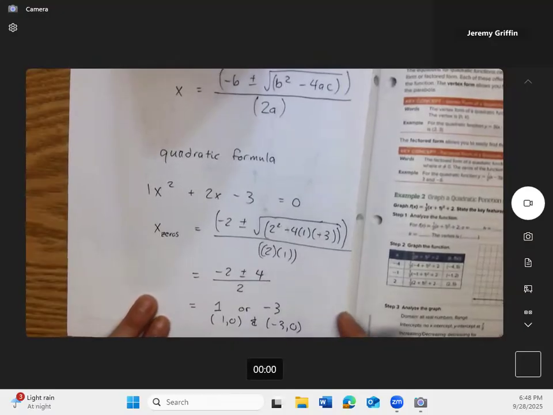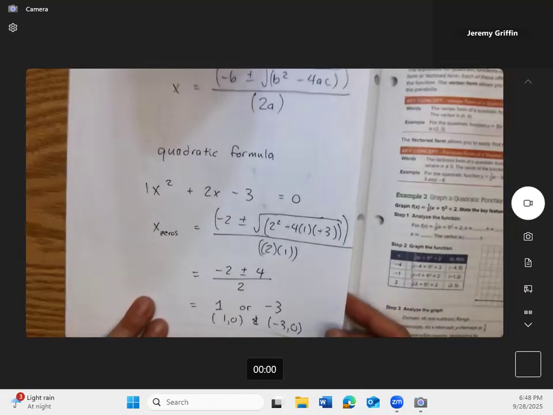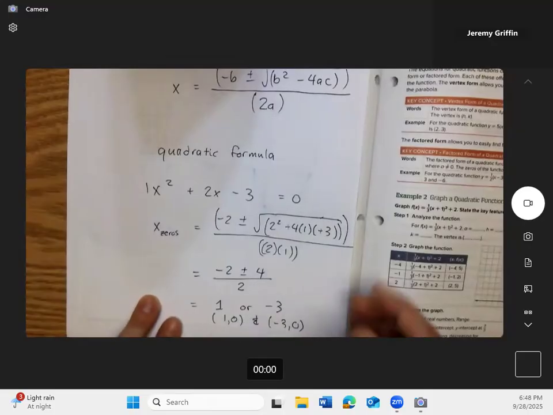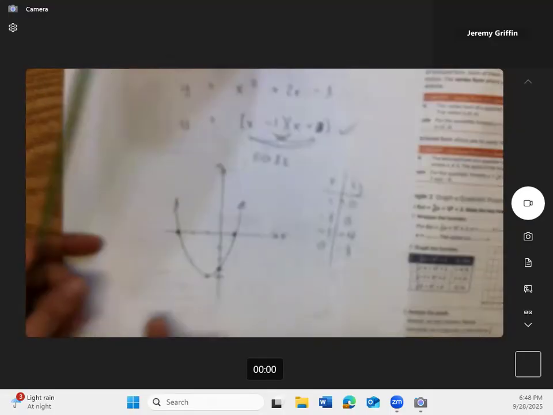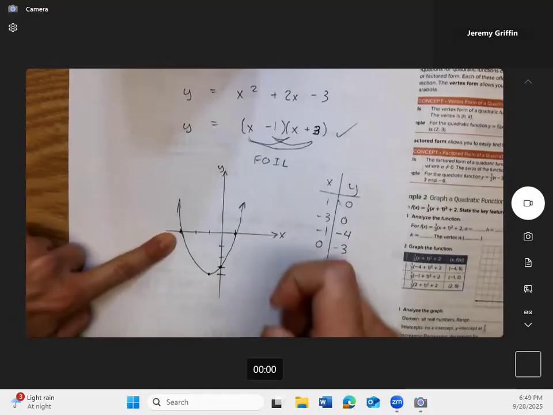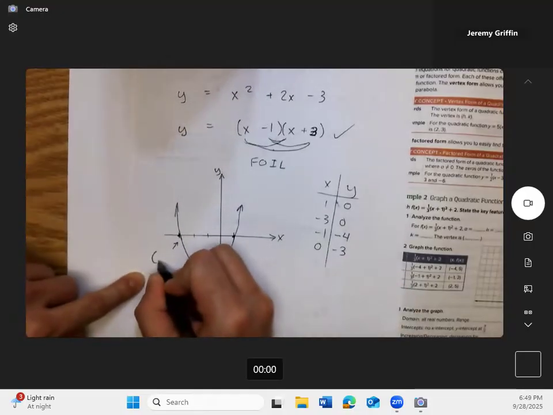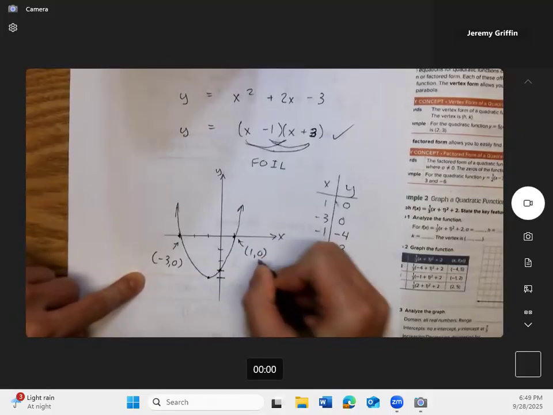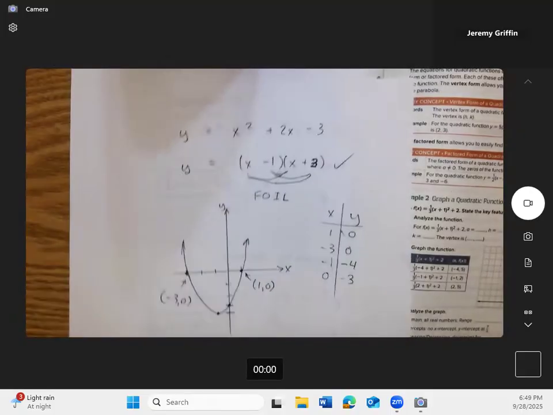Go back and check my graph and see if those are in fact the zeros that we already got on the graph. So (1, 0), (-3, 0). See, is that exactly what it looks like? Oh yeah, those are right there. There's (-3, 0). There's (1, 0). Yeah, that's totally it. Right there.